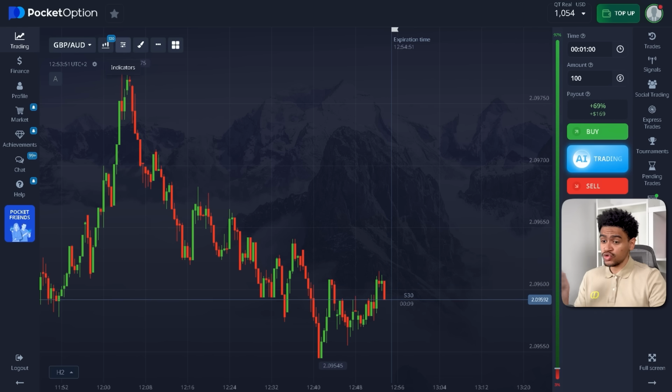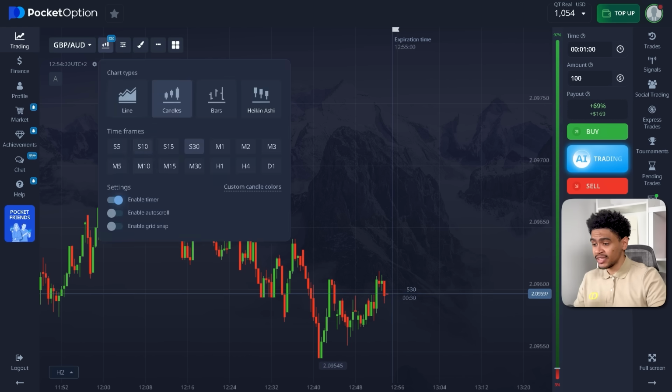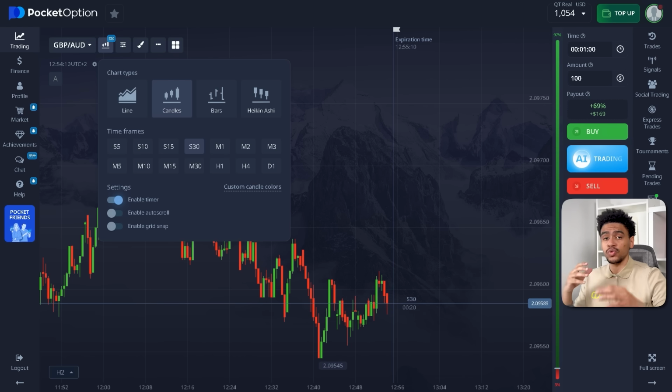We're going to trade on 1-minute expiration time, and usually when you're trading on 1-minute expiration time, when each trade takes 1 minute, you want your candles to be either 30 seconds or 1 minute or 3 minutes. You don't want to trade on the same time frame as your expiration time. Now, of course, you can do that if you are 100% sure in a trade that you're taking.